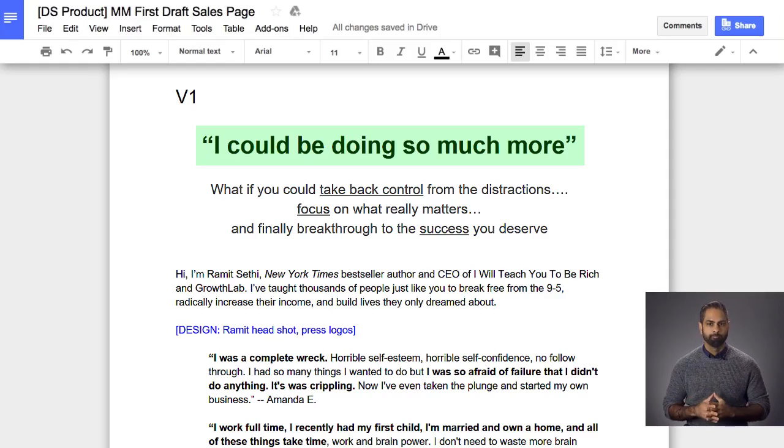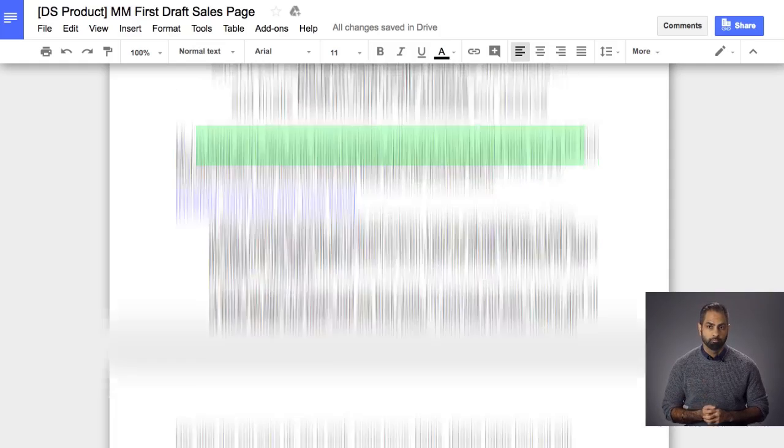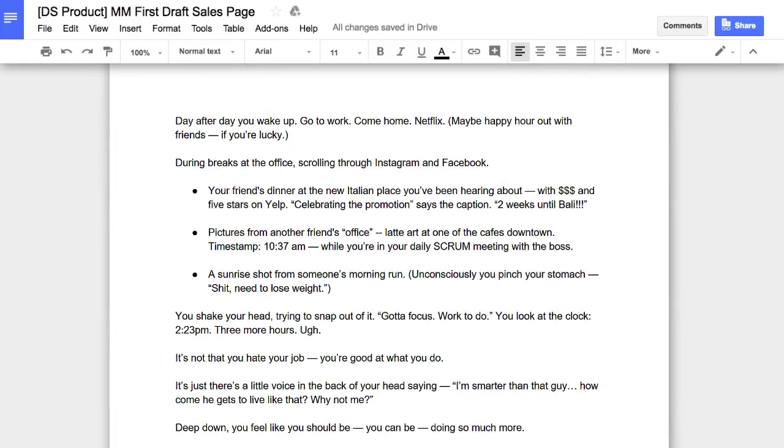Now, after the headline, the other 5 elements can be arranged in any order. It's kind of surprising, but it can be done. Some sales pages start by painting the dream. Others begin by describing the pain. And in this case, our copywriter went with describing the pain. Directly after the headline, our writer describes the pain that our customers are going through right now.